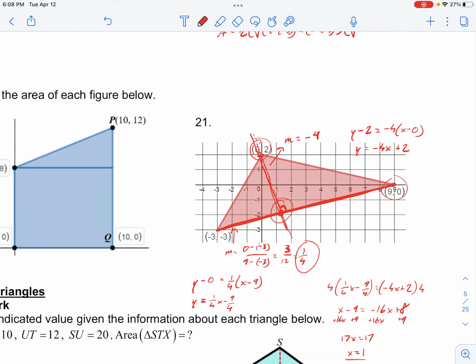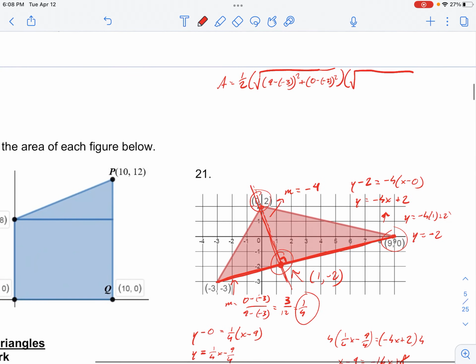And now plugging this x coordinate back into our equation, either one will work, we have y equals -4 times 1 plus 2. So our y coordinate is -2, which means that the coordinates of this intersection point are (1, -2). And so now we can use the distance formula to find the length of that altitude. So we have a change in x of (1 minus 0) squared plus (-2 minus 2) squared.